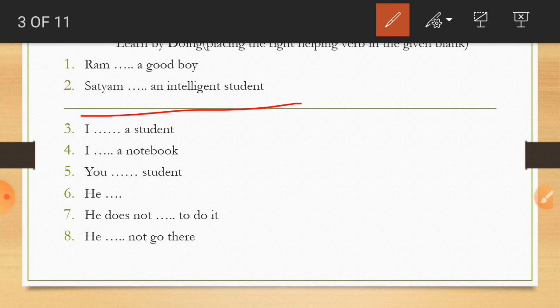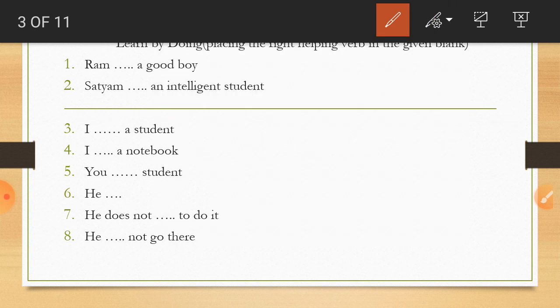Next, third, I dash a student. So I am a student. But with I there is an exception. Here, fourth one, I it accepts plural form simultaneously, singular and plural both. So I have a notebook. Here we have to use I have a notebook.